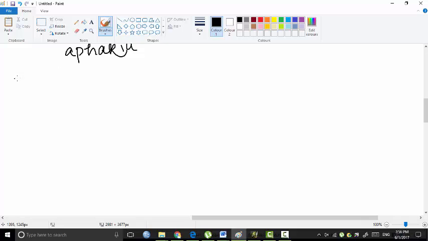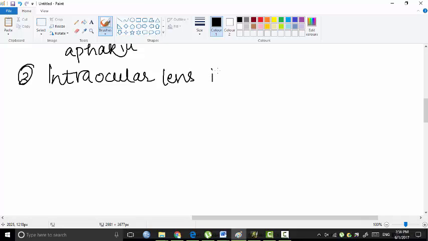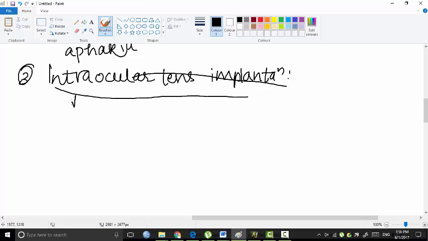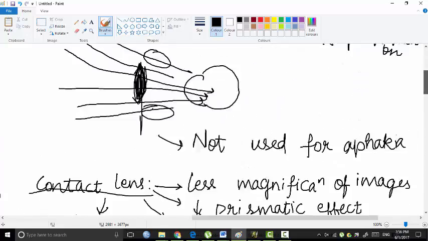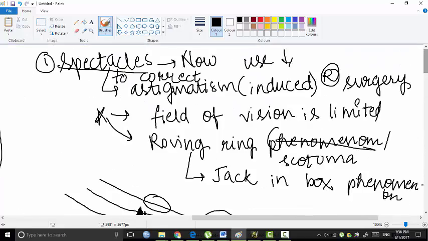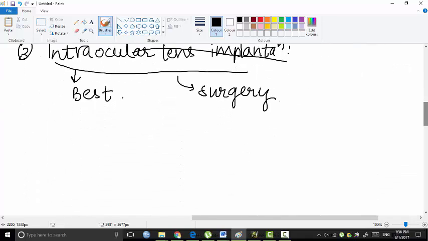And the third one is intraocular lens implantation. This intraocular lens implantation is a better way when compared to the other ways. It is the best available way, and this is done through a surgery. This is the best employed way for aphakia when compared to the above two, which are the use of spectacles and contact lenses.